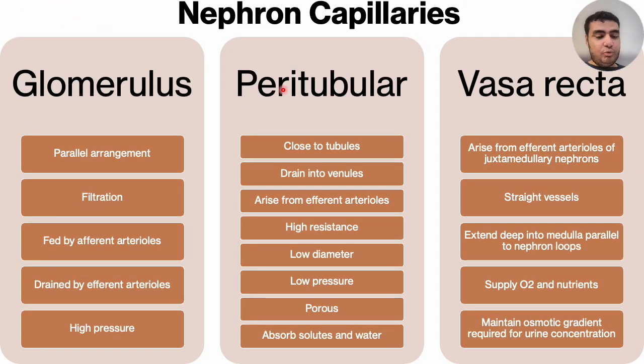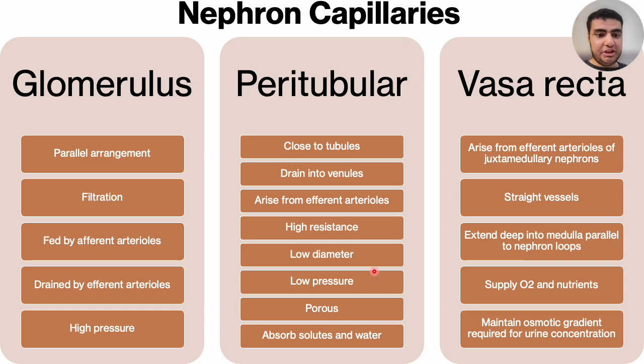Again, we have three main types of nephron capillaries, just to wrap it up. We have the glomerulus, which is the tuft of capillaries which allow for filtration, and they are fed by the afferent arterioles and drained by the efferent arterioles, and they have a very high pressure and are parallelly arranged, which helps in their function.